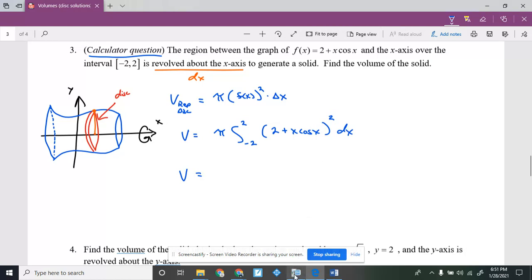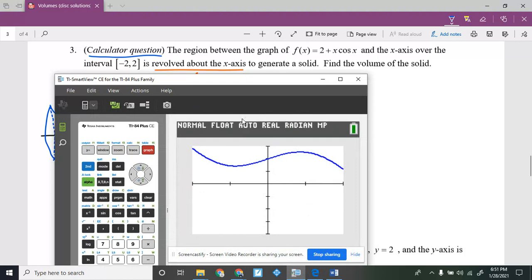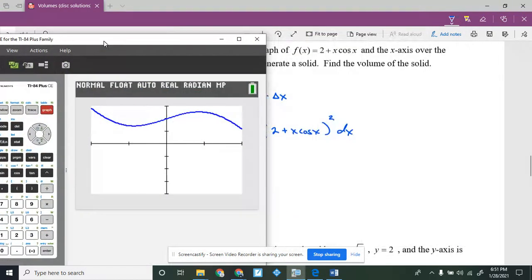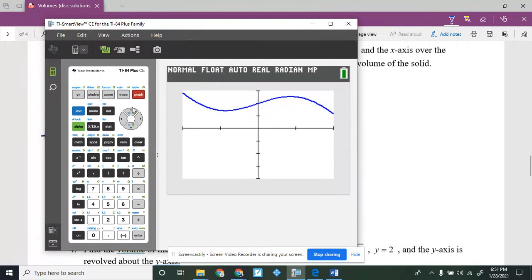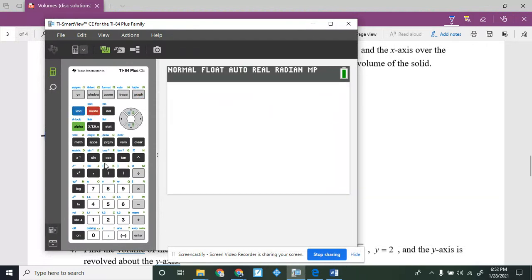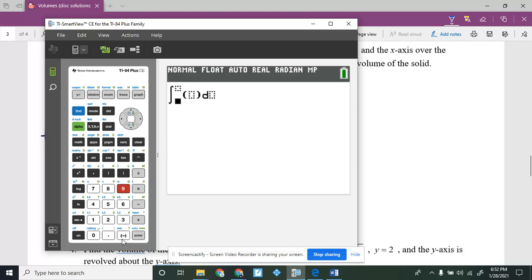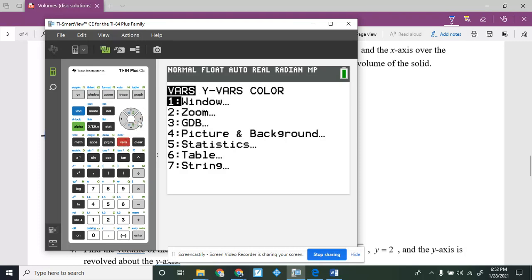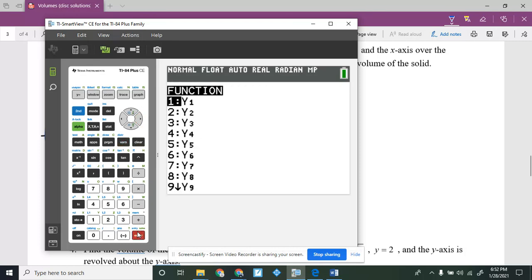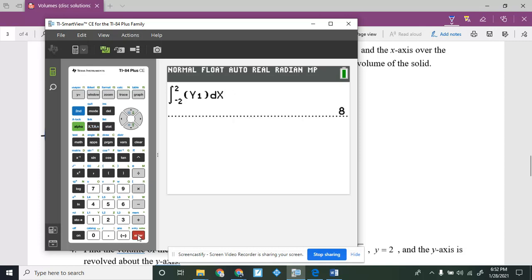All right, so let's see if I can do this here. So I already have this thing in y1, right? So I can quit out of this and I can go math 9, and I want to integrate from -2 to 2, and I have it in y1, so I'm going to do vars, y vars, function y1 with respect to x, and this is a common mistake here. Boom. Is that the answer?